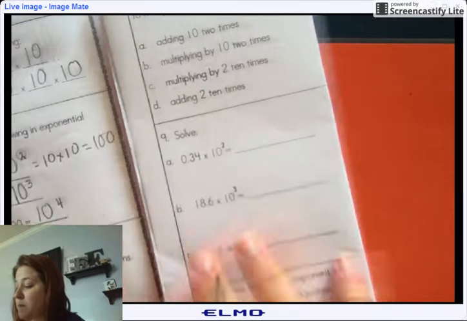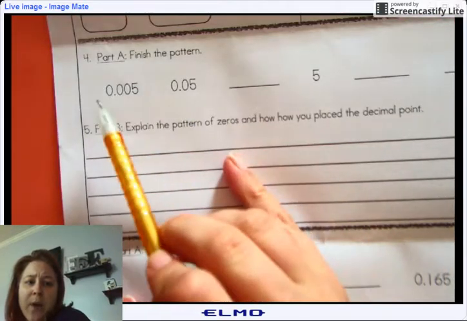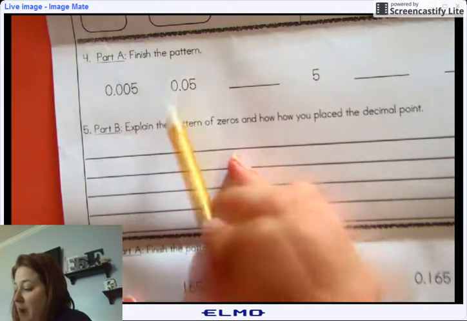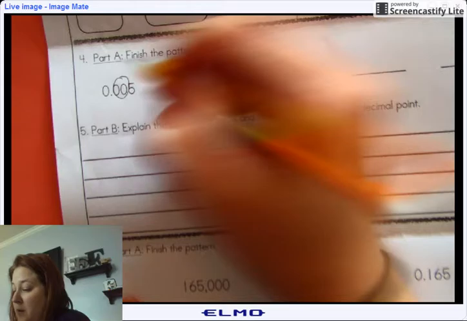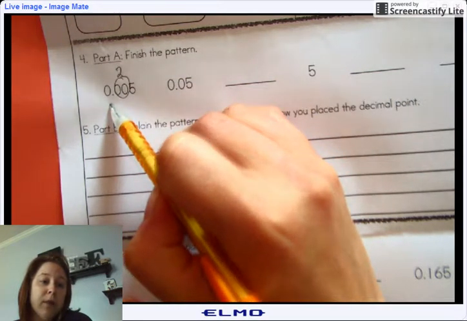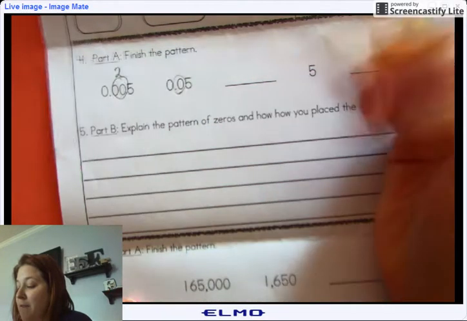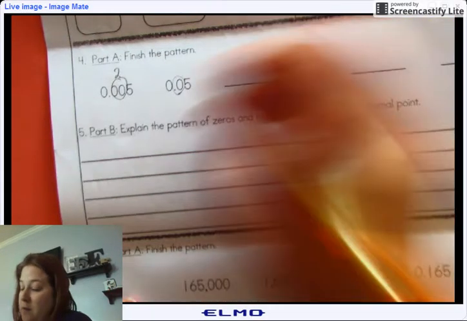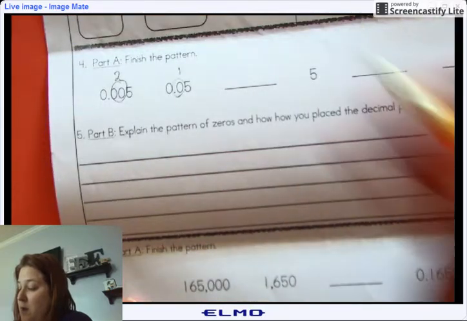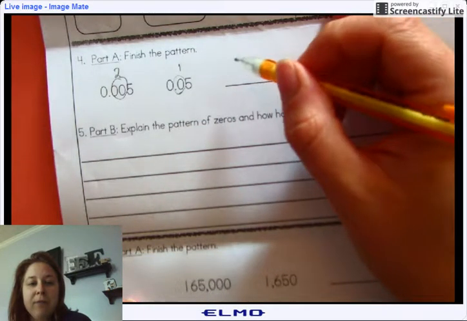Okay, flip open to the middle section. You're going to have to turn it a little bit. It wants you to finish the pattern. So let's look at what the pattern is. You have 0.005. How many zeros do you have here? 2, right? You have 2 zeros after the decimal. How many zeros do you have after the decimal here? 1. So if I continue that pattern, how many zeros am I going to have?